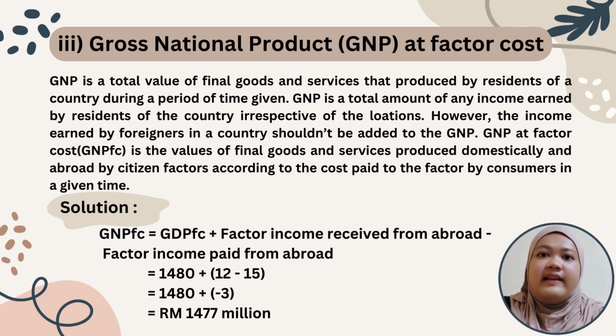For question 3, we have to calculate gross national product (GNP) at factor cost. GNP is the total of final goods and services produced by the residents of a country during a period of time. GNP at factor cost, or GNPFC, is the value of final goods and services produced domestically and abroad by a citizen's factors according to the cost paid to the factor in a given time. The formula of GNPFC is GDPFC plus factor income received from abroad minus factor income paid abroad: 1,480 plus 12 minus 15. And we get 1,477 million ringgit.